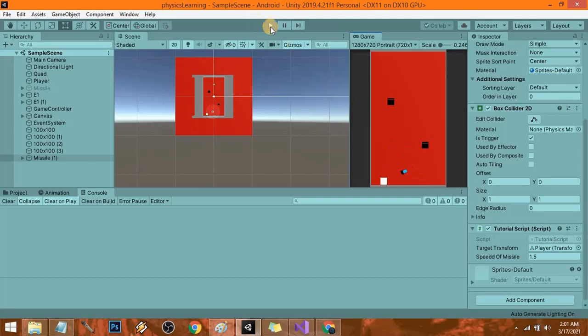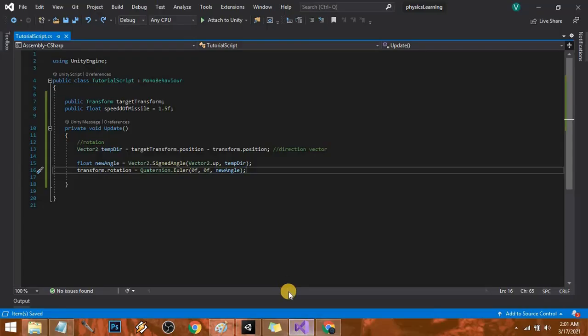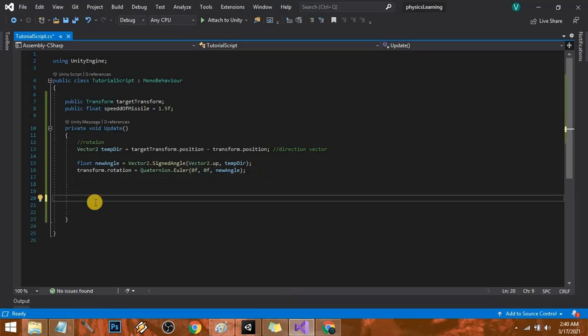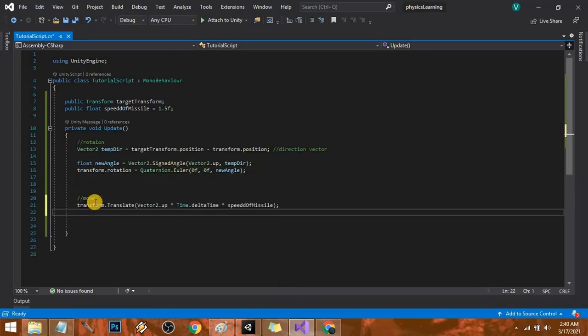Now what is left is we have to make sure that the missile moves in the direction in which it is looking. To do that, we use the transform.Translate method, and feed it Vector2.up and by how many units the missile should move, that is our speed. So this is how it is done.